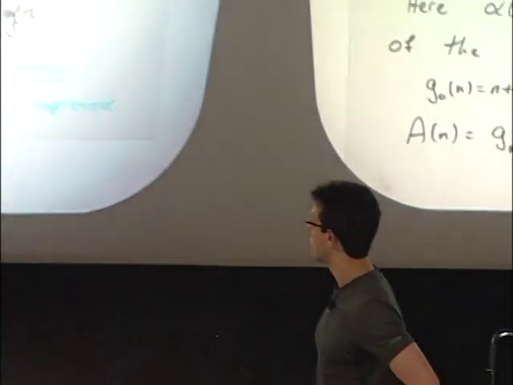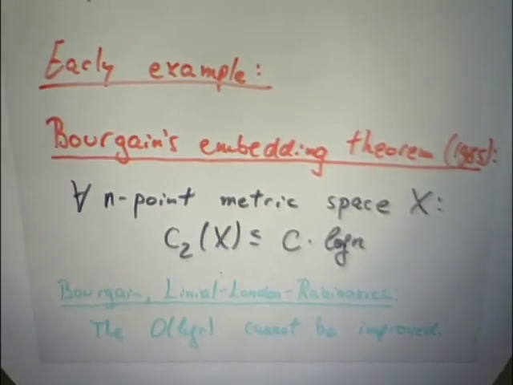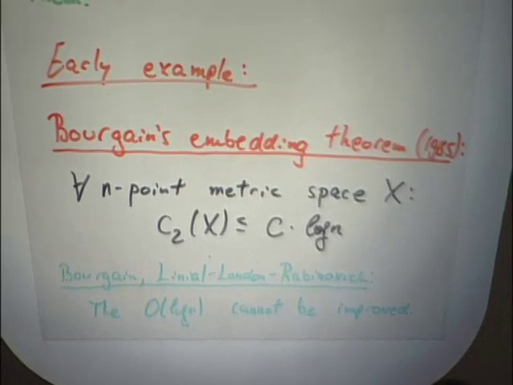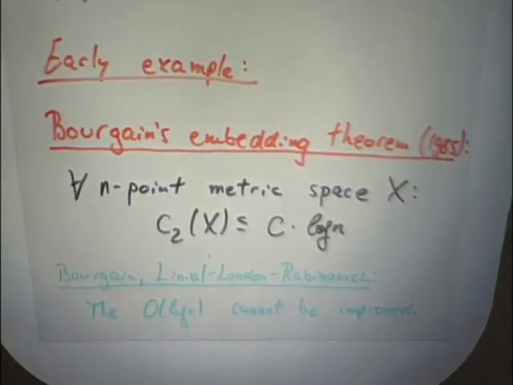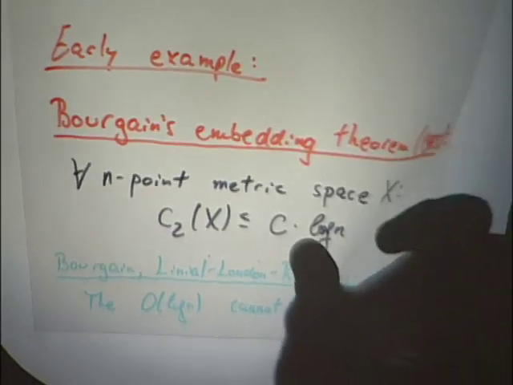It's a beautiful theorem of Bourgain from 1985, which says that for any n, any n-point metric space X embeds into Hilbert space with distortion log n. And I don't know if you can see what's on the bottom here. This is optimal. So Bourgain proved this up to log-logs, and then it was proved by Linial, London and Rabinovich later that this is optimal.